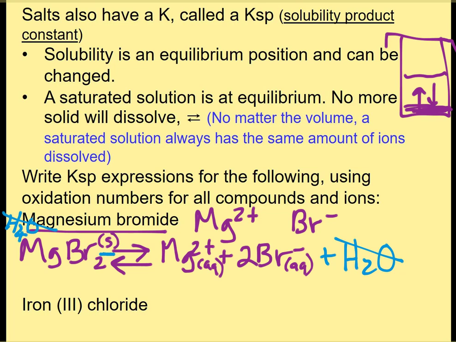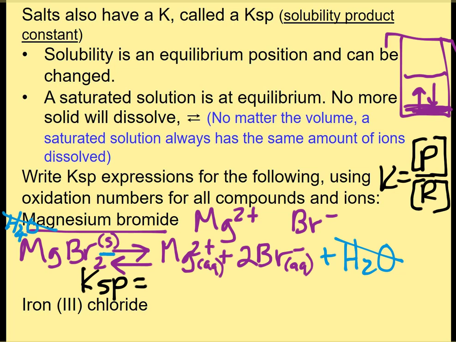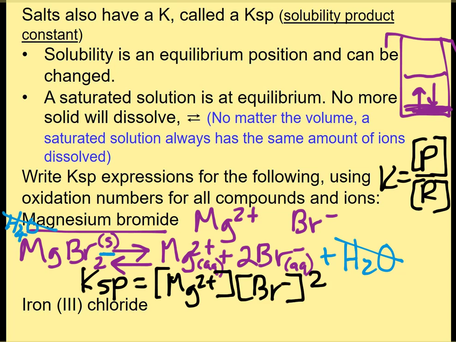To write the KSP expression, I am going to say KSP, and because it's at equilibrium, we write this the exact same way that we have throughout this whole unit. It's going to be products over reactants. So following the pattern, I'm going to have magnesium with a +2 and the bromide ion raised to the power of 2. Notice that I have written the charges, so you can see that there's a -1 there and there is a +2 there.